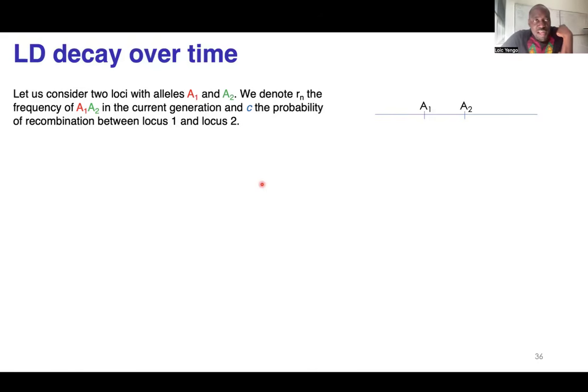So we're going to denote Rn as the frequency of that particular haplotypic allele, A1, A2, in the current generation. And we're going to denote C as the probability of recombination between locus 1 and locus 2, right? So if there is recombination, it means that those two alleles that were together in the current parents, that association is going to be broken, right? Again, they're traveling together, and suddenly this one will have a different allele coming with it, right?